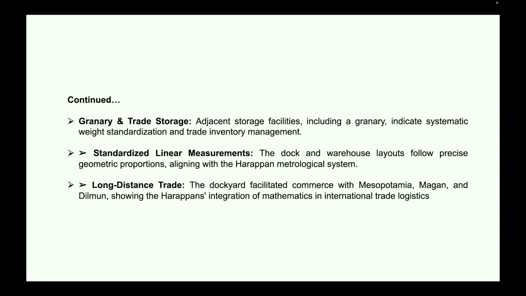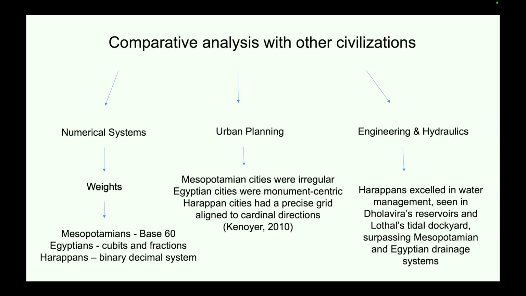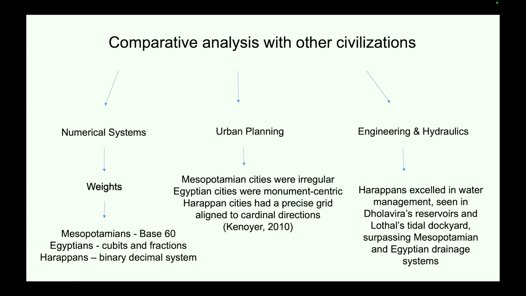Long distance trade. The dockyard facilitated commerce with Mesopotamia, Magan, and Dilmun, showing the Harappans' integration of mathematics in international trade logistics. So we can say the Harappans, on the basis of their different activities, showed their mathematical and calculation knowledge to the world. Here, a comparative analysis with other civilizations on the basis of numerical system, urban planning, and engineering and hydraulics.